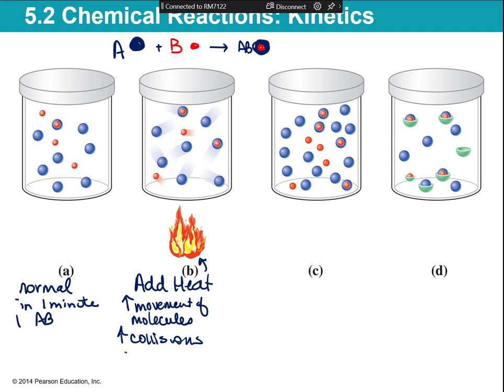And that speeds up my rate. That is why I have two products instead of just one compared to the very first container. So now tell me, how is the third container different from the first? It just has more. More what? More of A and B, right? So first container, you can see that the third container definitely has more molecules. So in this one, I've increased the concentration.